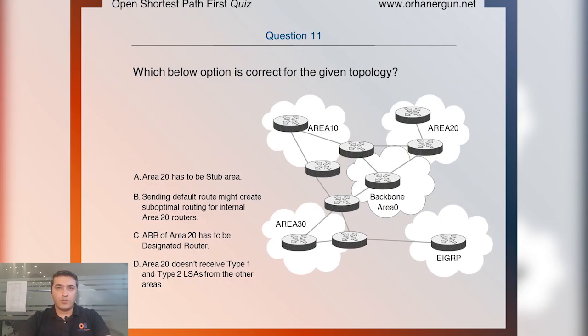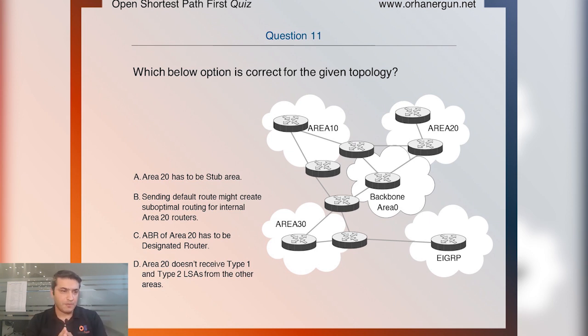Question 11. Which below option is correct for the given topology? In this topology we have the backbone area, and areas 10, 20 and 30 are connected. Also EIGRP is connected to area 30, guys. So let's look at the options, and a couple more questions will come after this, and we will still use the same topology but different areas, with different questions for those areas. Let's have a look at this question first.